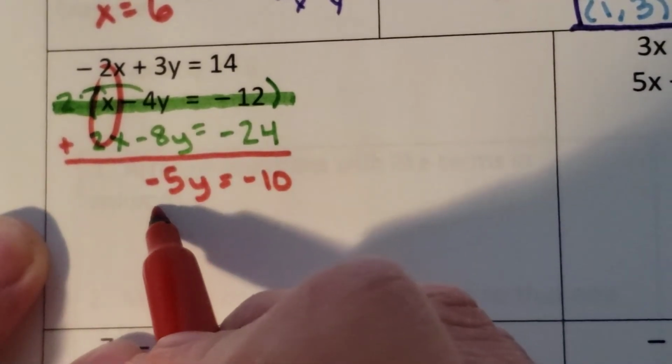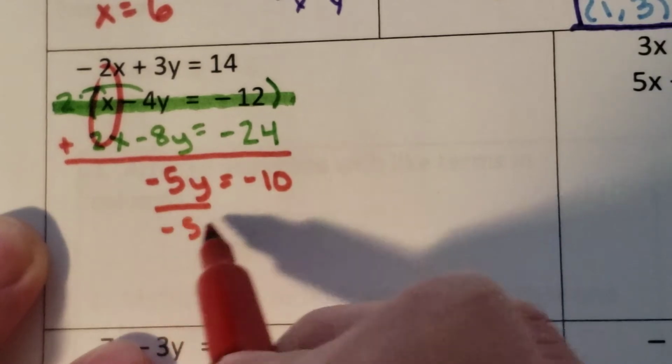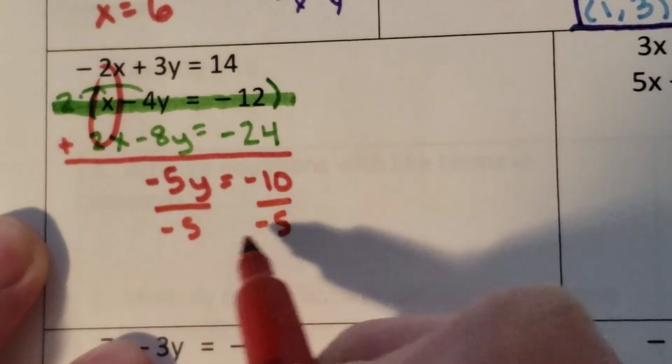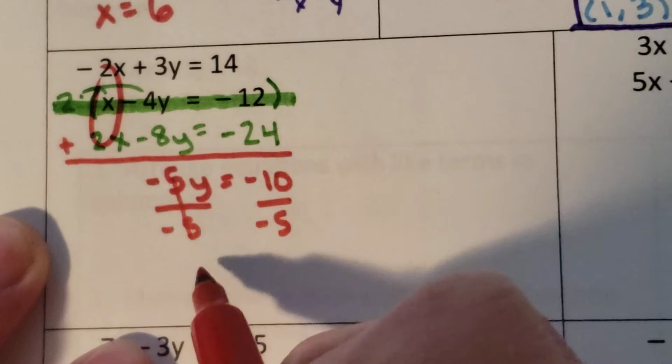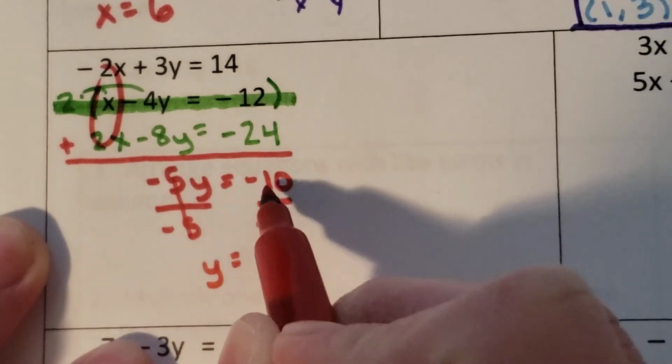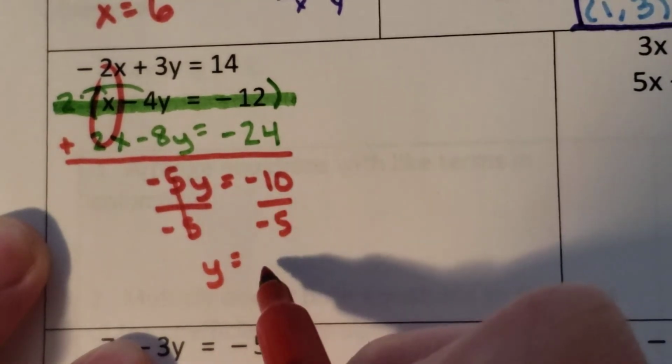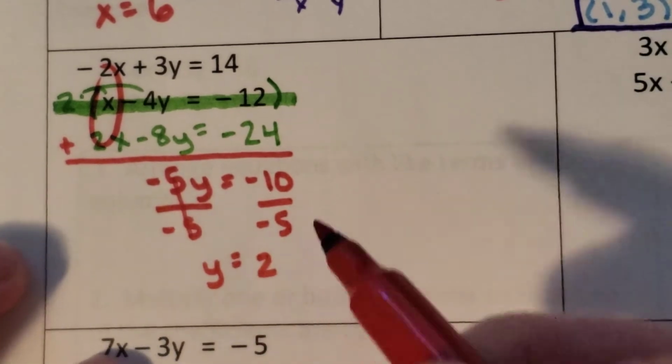And y is being multiplied with a negative 5. Reverse of multiplication is division. What I do on one side, I do to the other. Negative 5 over negative 5 is 1. Y equals negative over negative is a positive. 10 over 5 is 2.